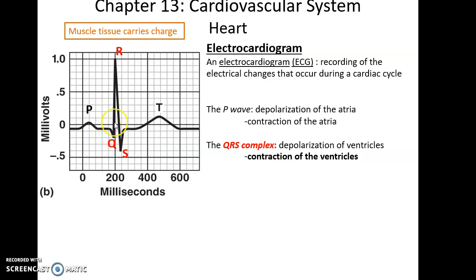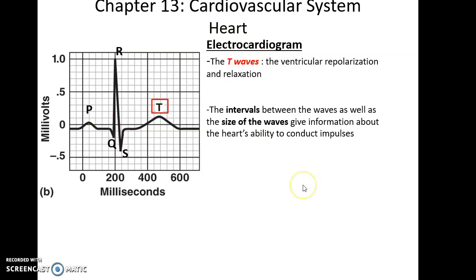Then we have what's known as the QRS complex. The QRS complex is when the ventricles are depolarizing. So this is when the ventricles are contracting, sending blood into the arteries. And then we have the T wave, which is when the ventricles repolarize and relax. So we have the contraction of the atria, the contraction of the ventricles, and then the relaxation of the ventricles.